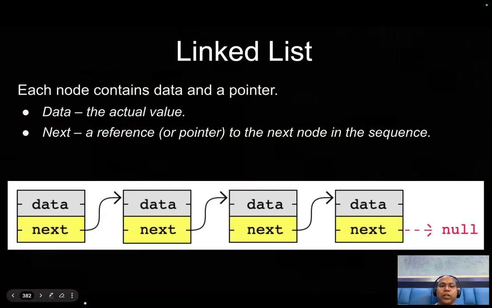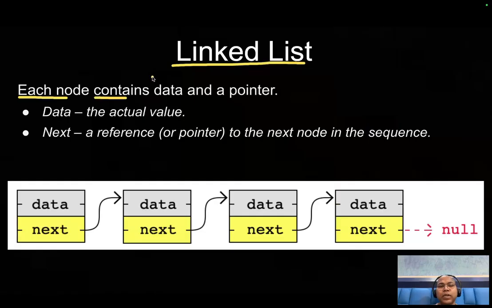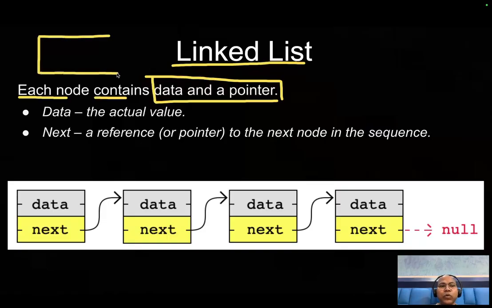So let's look. This is the basic structure of your linked list. Each node contains the data and a pointer. If you are going to create any node in the linked list, that node requires two parts: one part holding your element itself, and another part holding the pointer or address of the next node.